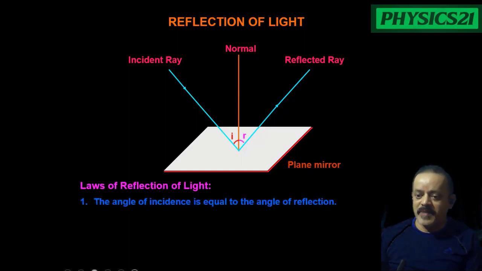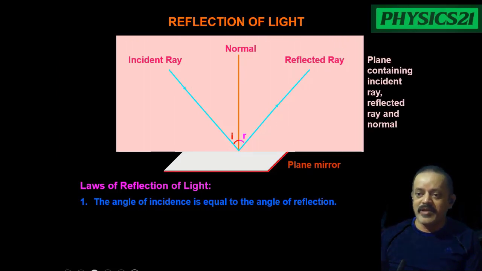Now the laws of reflection of light. There are 2 points. First, the angle of incidence, which is represented by I, is always equal to the angle of reflection. In this diagram, R is the angle of reflection. So we can write angle I is equal to angle R.